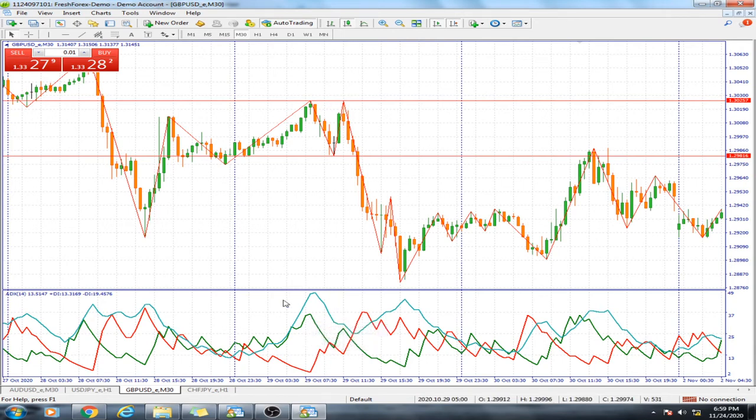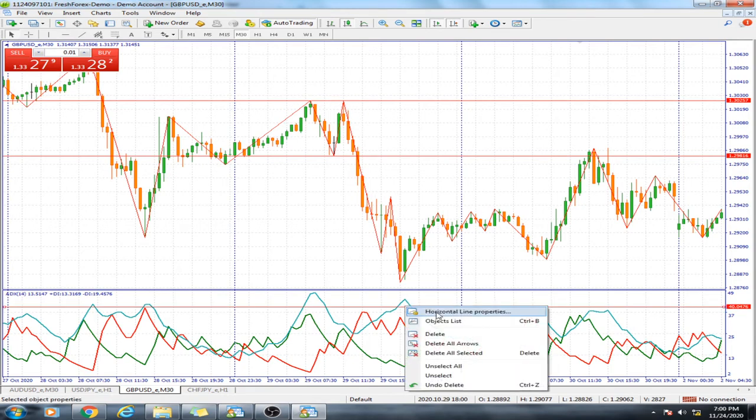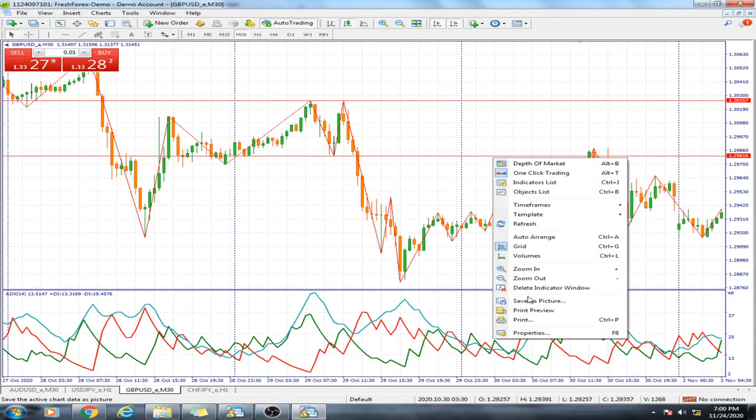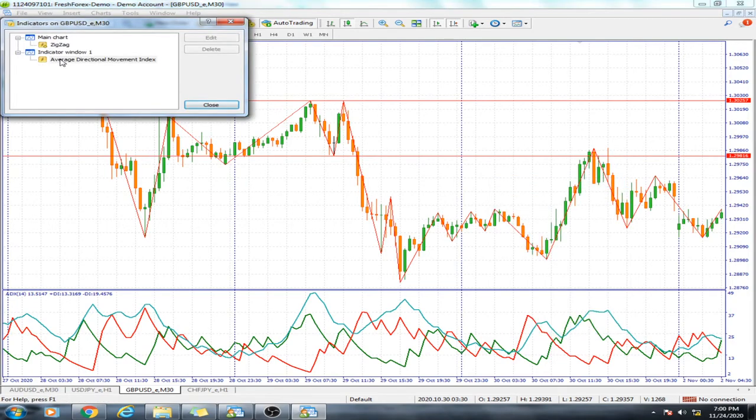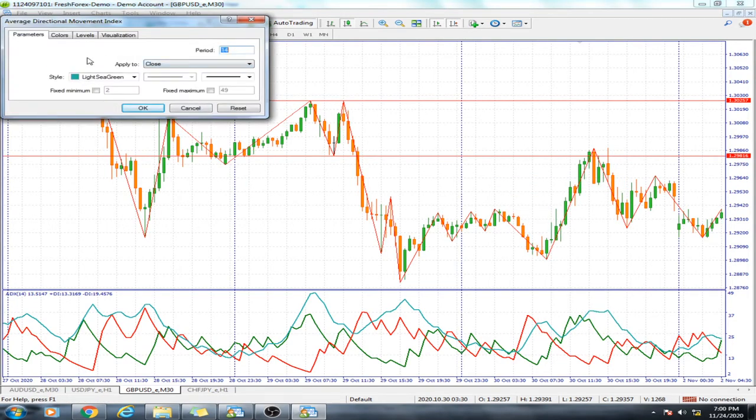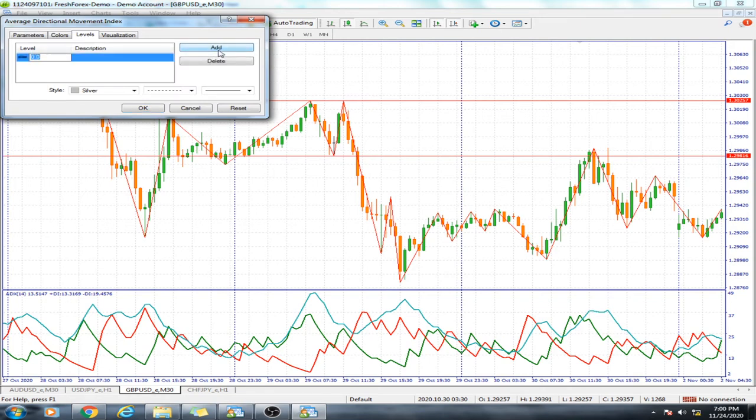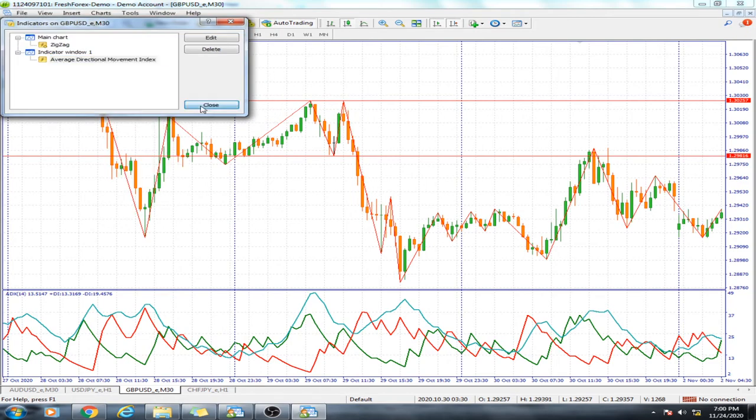So all these stand for something. Then on the right hand side, there are the levels for this indicator. There's 49, there's 37, there's 35, and then there is 13. Amongst these levels, the most important level is actually 25. I'm going to explain why that is important. Let me add 25, and then give it a different appearance, like that, then you close.